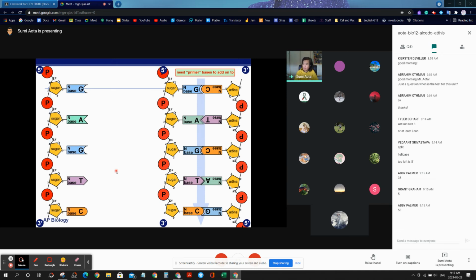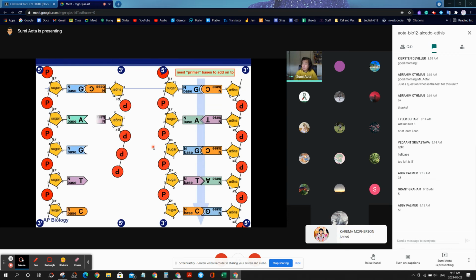Okay. If we look at the other side, 3 is up top, and 5 is at the bottom, because it has to be anti-parallel to the strand that's already there, okay? So if we try to do the exact same thing, if we put a primer at the beginning, at the top, and bring in a new nucleotide, okay?